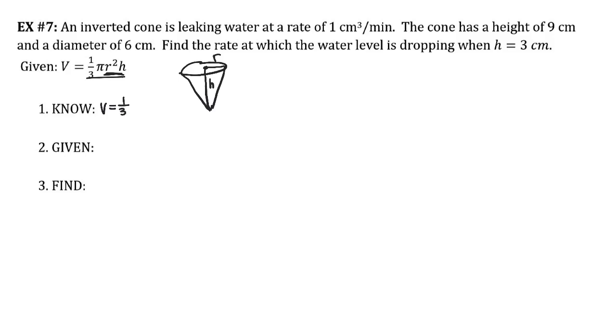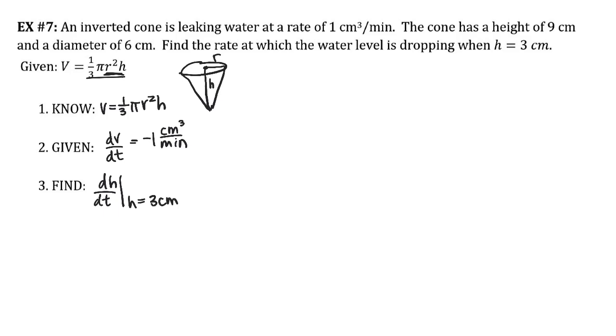Volume is 1/3 pi r squared h, and we're given that the rate of change of the volume is going to be -1 centimeters cubed per minute, and it's negative because water is leaking. And they've asked us to find the rate of change of the height when the height is 3 centimeters.